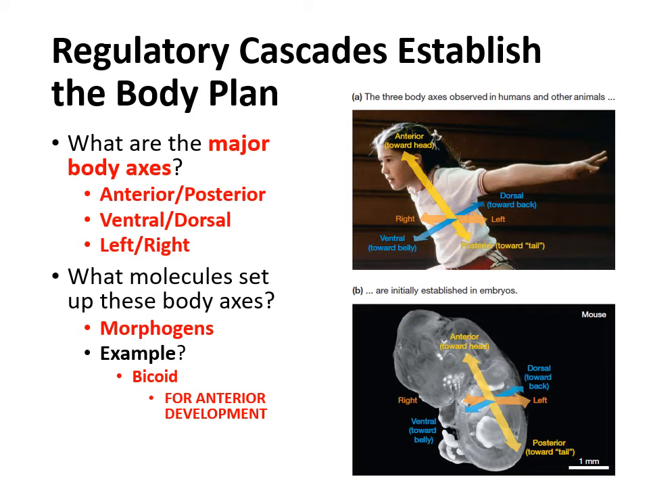And a big example of a morphogen is bicoid. So when you hear bicoid, I want you to remember two things. First of all, it is an example of a morphogen, meaning a molecule that can set up the body axis arrangement in a developing organism. And secondly, I want you to remember that it is specifically responsible for anterior development.